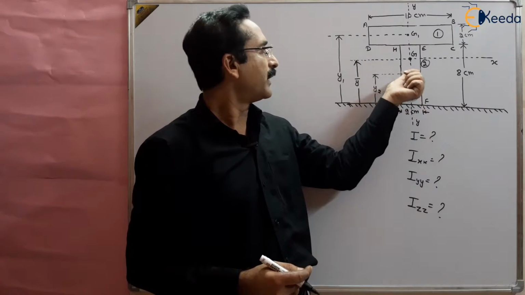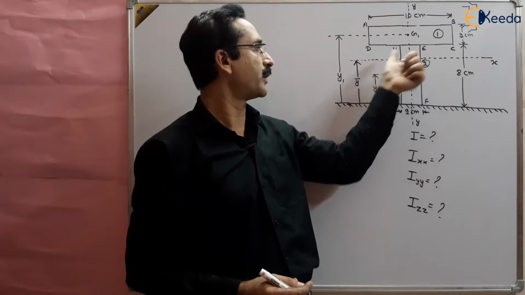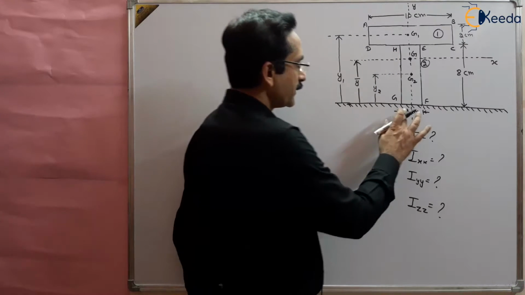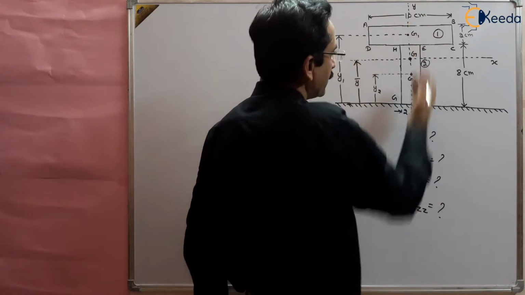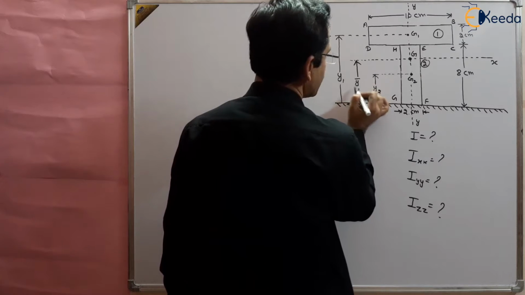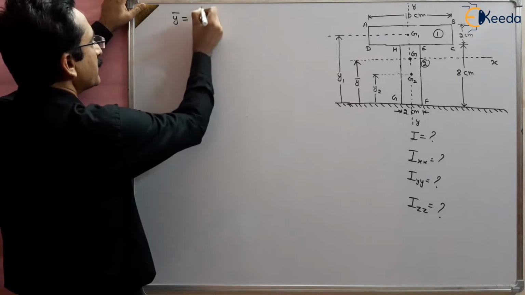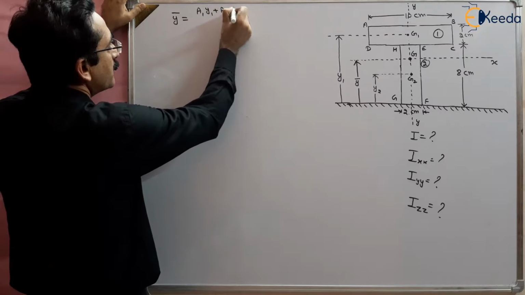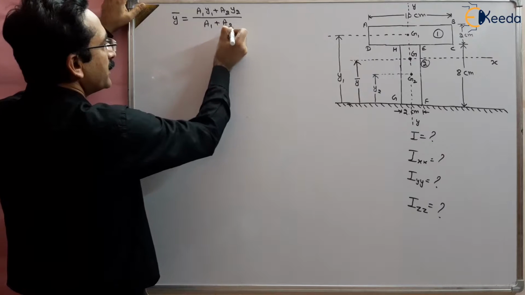So the centroid of figure 1 is y1 from the reference line, the centroid of figure 2 is y2 from the reference line, and the centroid of the whole T-section is at point G, which is at y bar from the reference line, and the centroid in the horizontal direction is passing through the center only, right? So there is no issue. We have to find y bar first. You know that the centroid y bar is given by a1 y1 plus a2 y2 upon a1 plus a2. This formula is known to us.